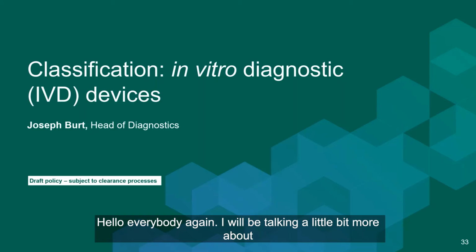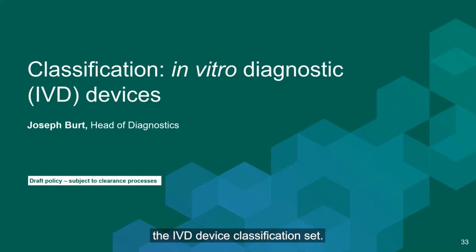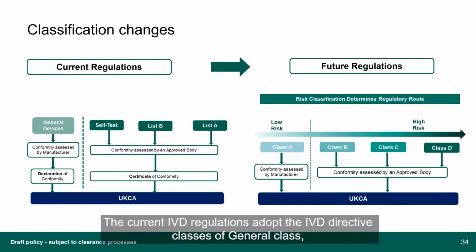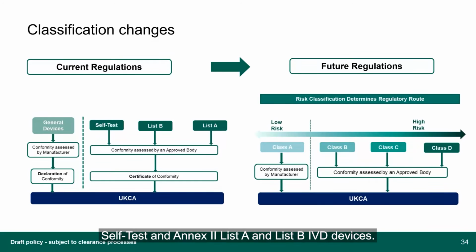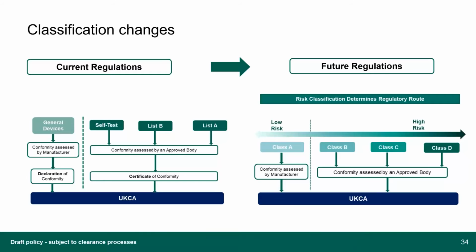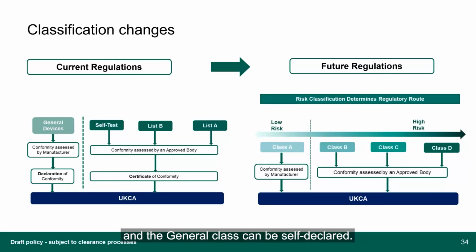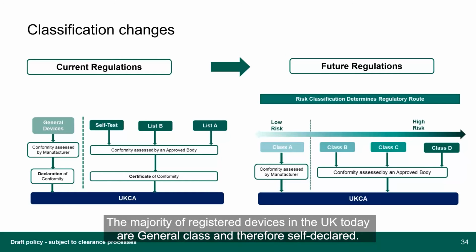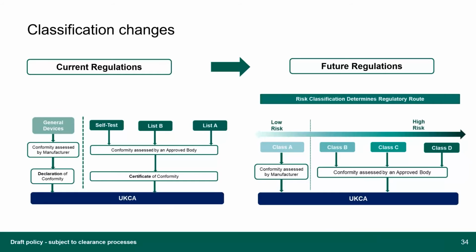I will be talking a little bit more about the IVD device classification set. The current IVD regulations adopt the IVD directive classes of general class, self-test, and Annex 2 List A and List B IVD devices. We know that self-test and Annex 2 List A and List B devices must have a conformity certificate, and the general class can be self-declared. The majority of registered devices in the UK today are general class and therefore self-declared.